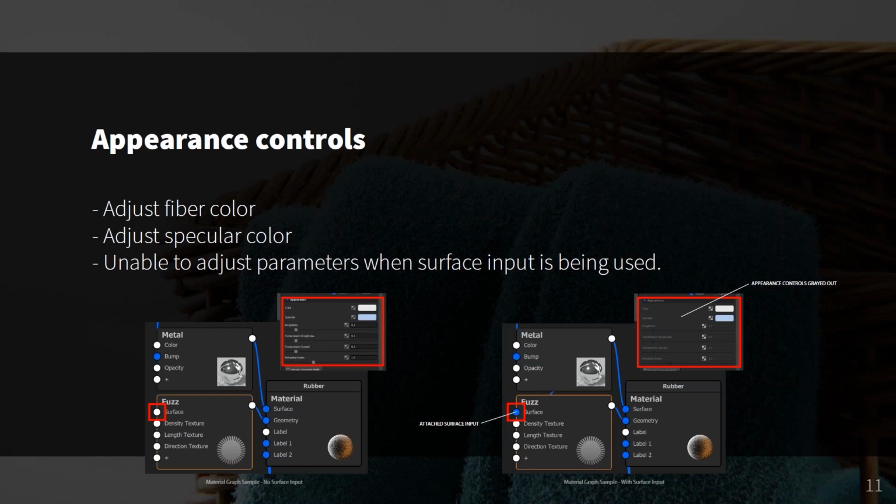The right side of the material graph is also where you'll find your appearance controls when the fuzz geometry node is selected. Here you'll be able to control color, roughness, transmission effects, and refractivity of your fuzz fibers.